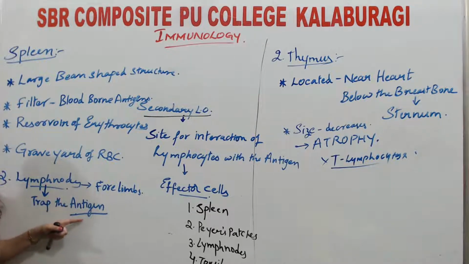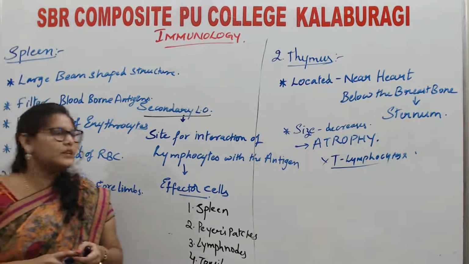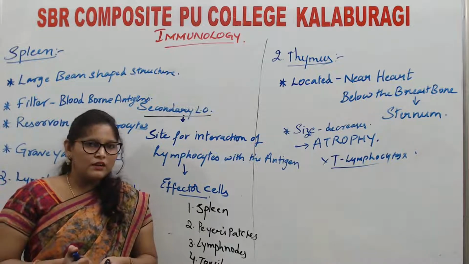Immune responses are because of trapping the antigens near these lymph nodes. Lymph nodes are small nodule-like structures located in the lymphatic system, which can trap the antigens, and these trapped antigens are responsible for eliciting our immune responses. And tonsils, as we studied in the digestive system in first year, are also lymphoid structures located near the pharynx region. These are all secondary lymphoid organs which help in the interaction of lymphocytes with the antigen.